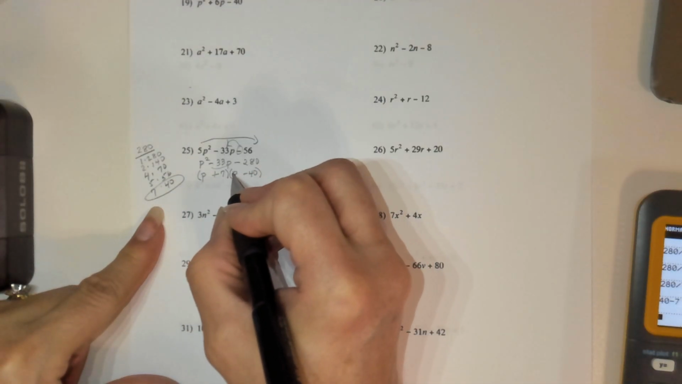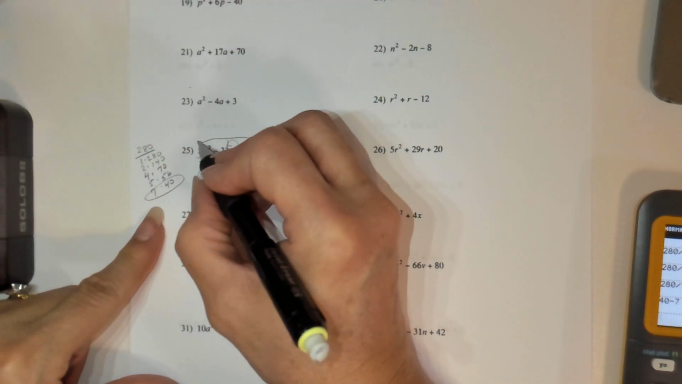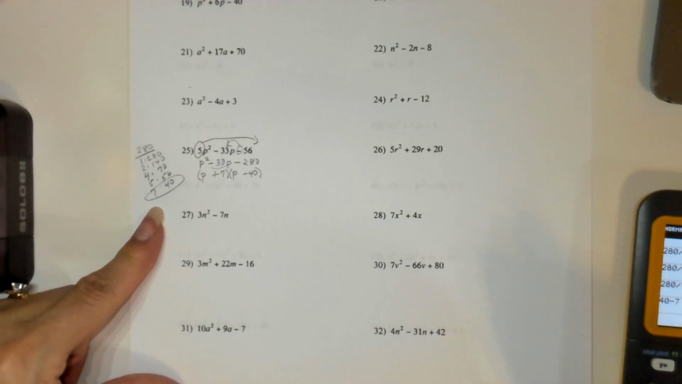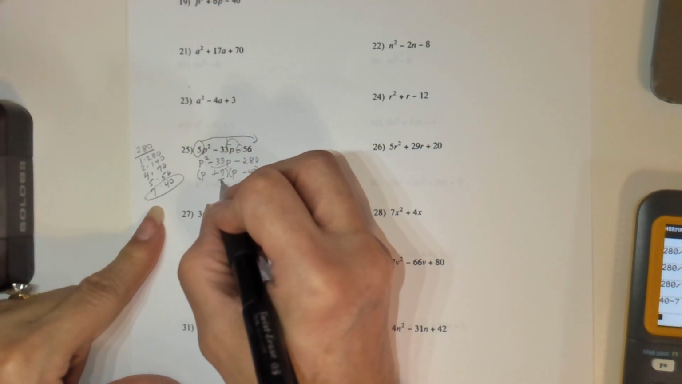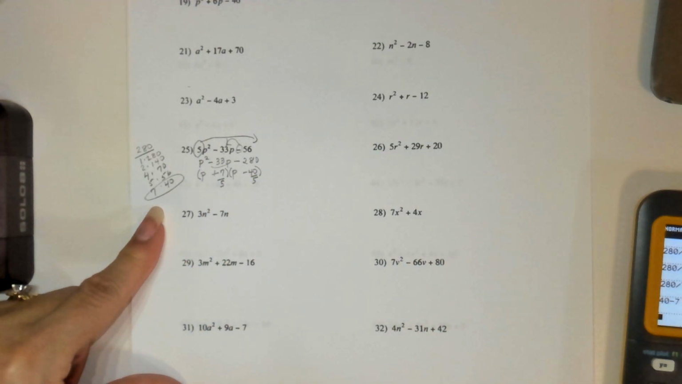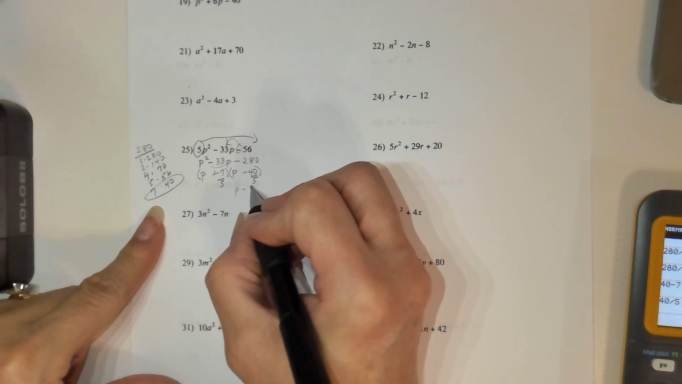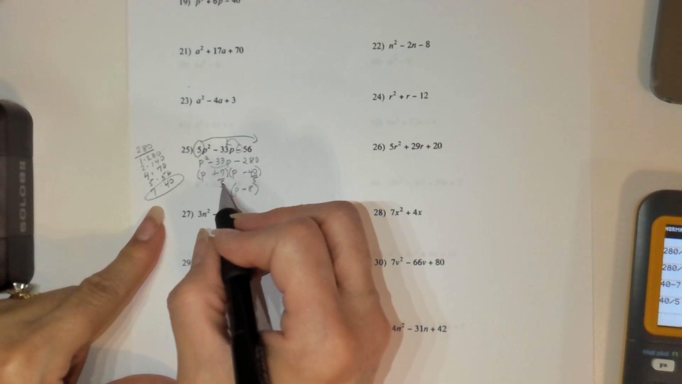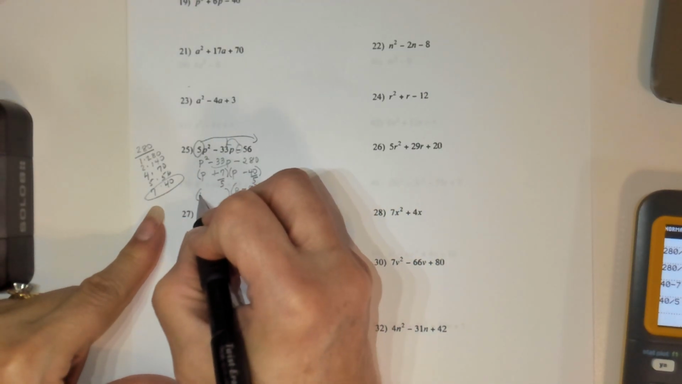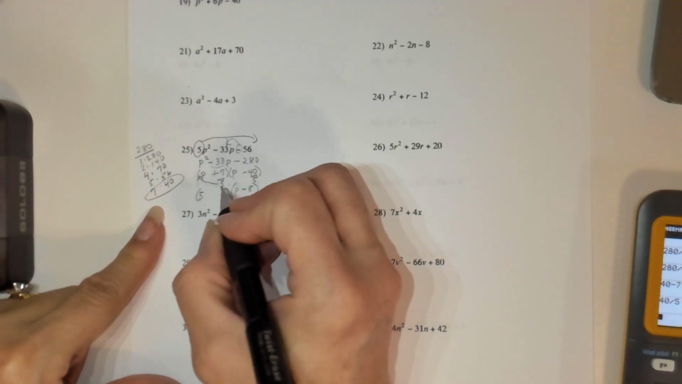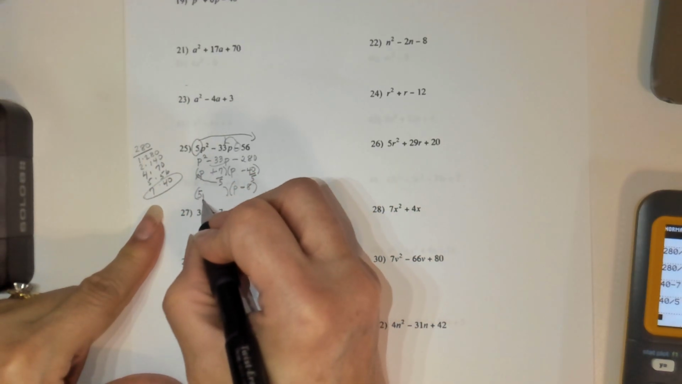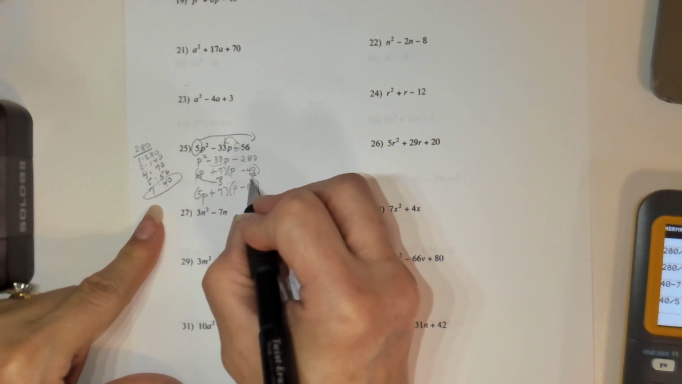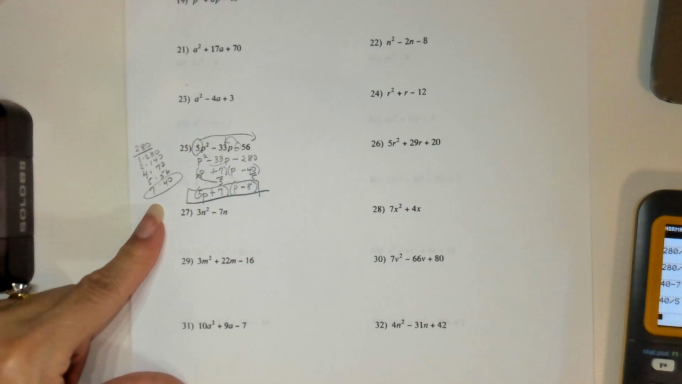P squared goes into P times P, but what did we multiply by? We multiplied by 5, so now we've got to divide by 5. Well, 5 does go into 40 8 times, so this is going to turn into P minus 8. This 7 does not divide by 5, so we squeeze the 5 to the front of the P, and then leave the 7 where it's at, and this is now the answer to number 25.